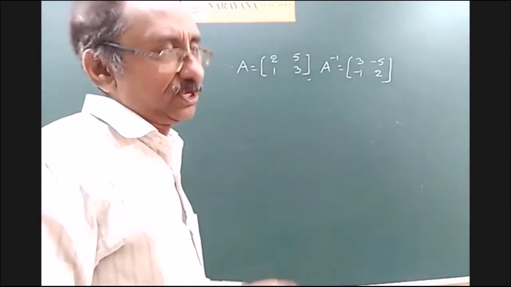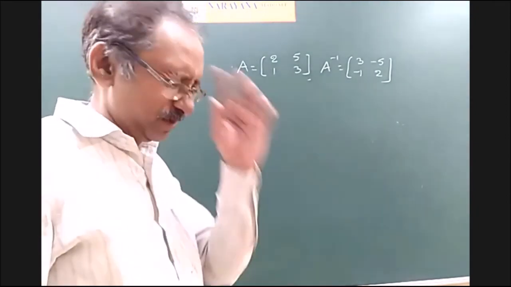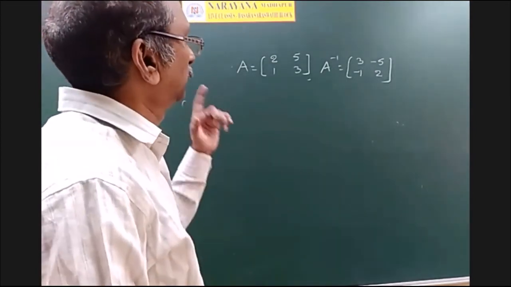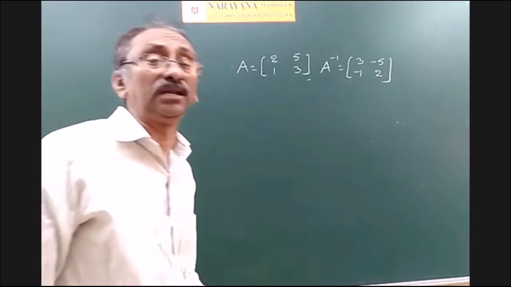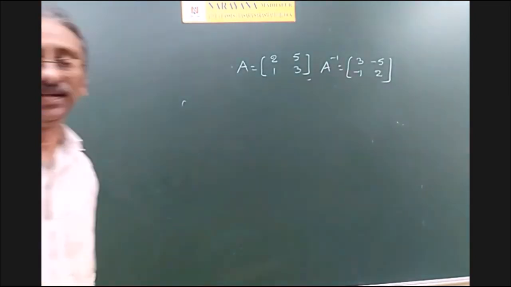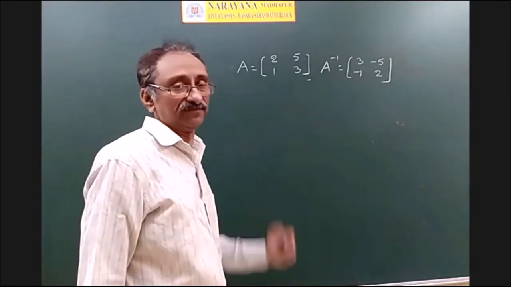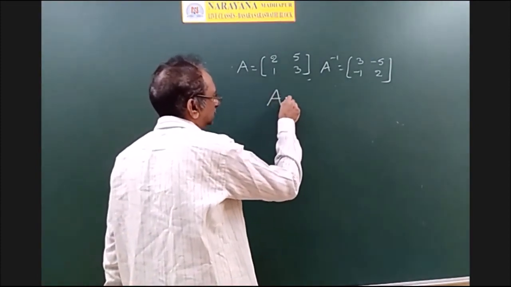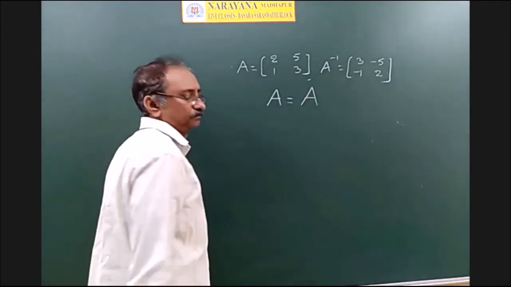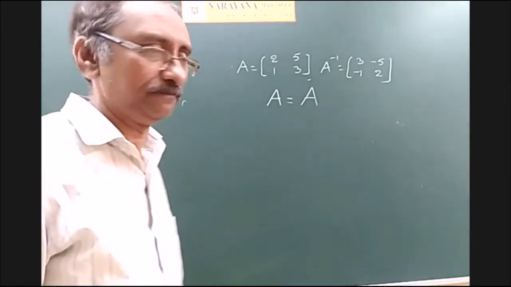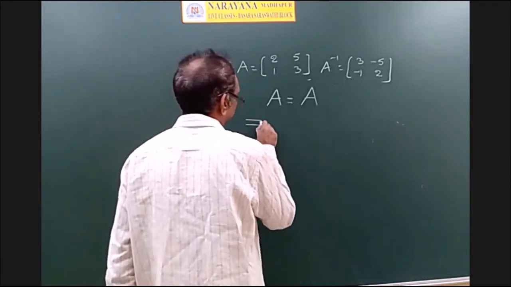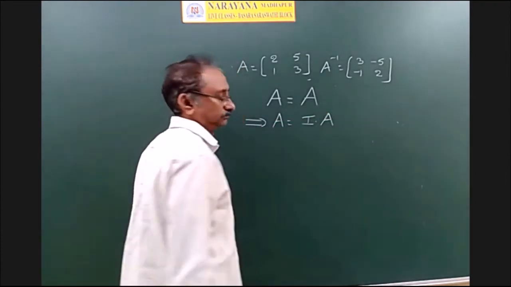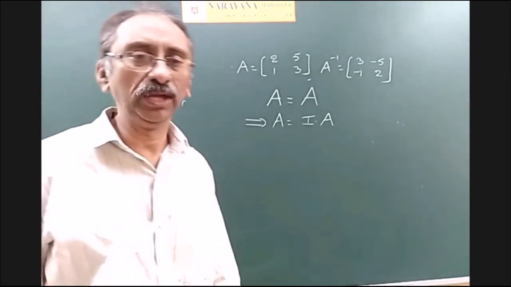For board examinations, what he will ask is: find the inverse of the matrix using elementary transformations or elementary operations. Find the inverse of this matrix. So what you have to do is, first of all, write A is equal to A. No problem, A is always equal to A. In the next step, write A is equal to IA. No problem, A is equal to IA only.